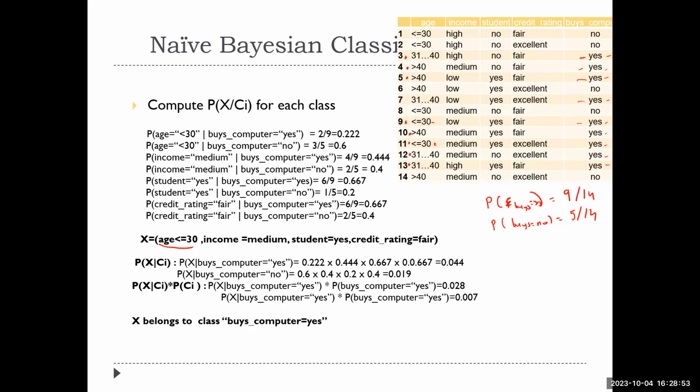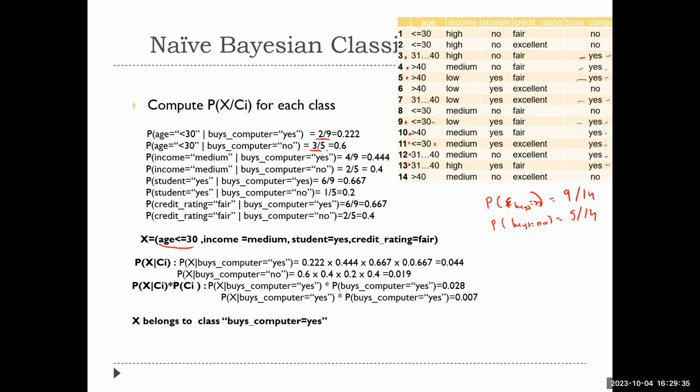For buys no, what is the probability? I need to count the other ones. 1, 2 here, 3 here. This is row 8. And so on. So we have 3 rows for buys no. What is the probability? 3 over 14? No, 5. Just count the ones that don't buy. 3 over 5. So you just limit to the given class. That's a condition. Okay, 2 over 9, 3 over 5.